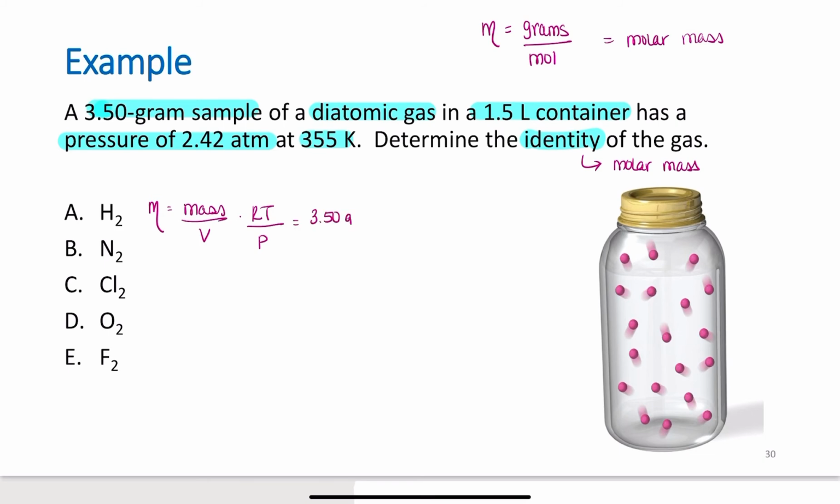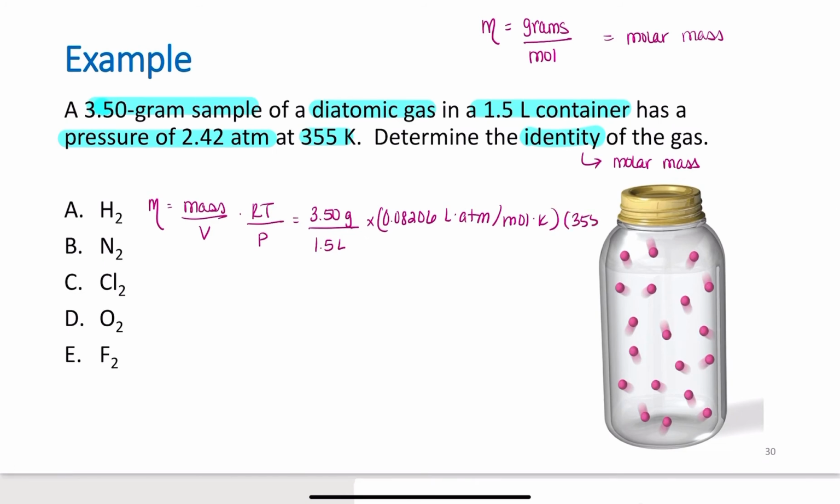So I've got a 3.50 gram sample in a 1.5 liter container, gas constant 0.08206 liter atmosphere per mole K, times my temperature, which is 355 K, divided by my pressure, which is 2.42 atmospheres. So my atmospheres have canceled, my Kelvin has canceled, my liters have canceled, and I'm getting grams per mole, which is what I expect for my units for molar mass.